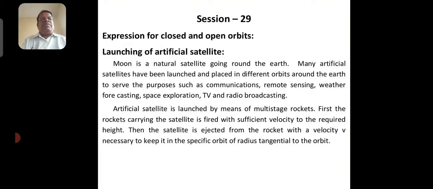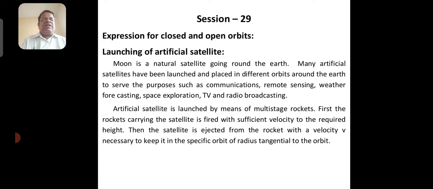Now, session number 29. Expression for closed and open orbits. Launching of artificial satellite. You know, Moon is the natural satellite going around the Earth. Many artificial satellites have been launched and placed in different orbits around the Earth to serve the purposes such as communication, remote sensing, weather forecasting, space exploration, TV and radio broadcasting.